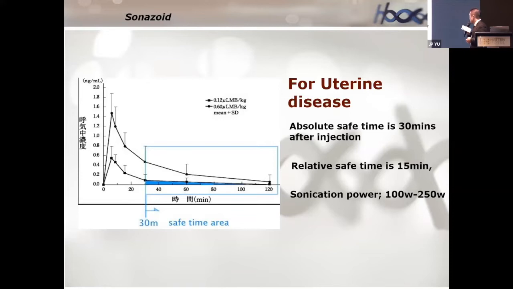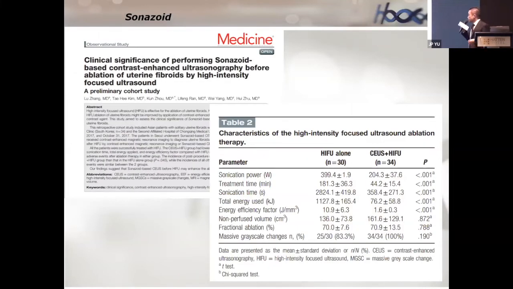Sonication power for uterine disease is usually 100 watts to 250 watts. This is relatively low power. I have studied Sonazoid to treat uterine fibroid in a study with Chongqing University. In this study, we could significantly reduce HIFU sonication power, and also reduce sonication time.